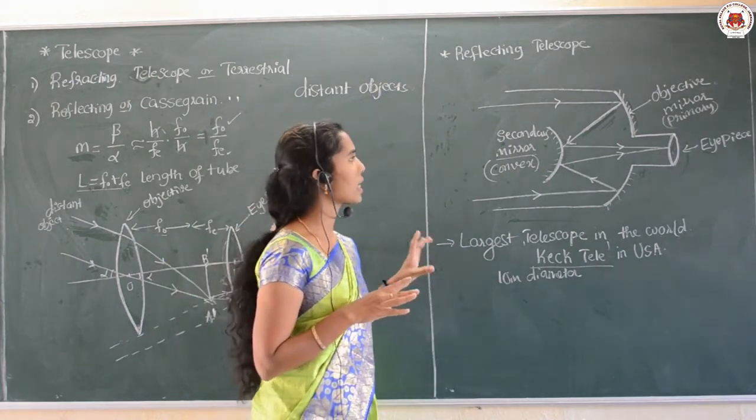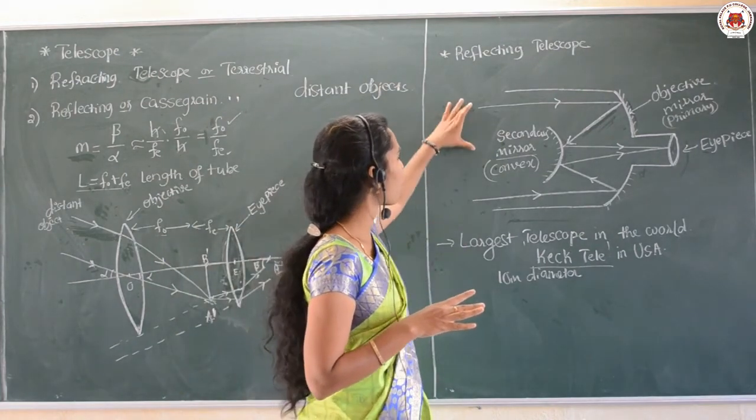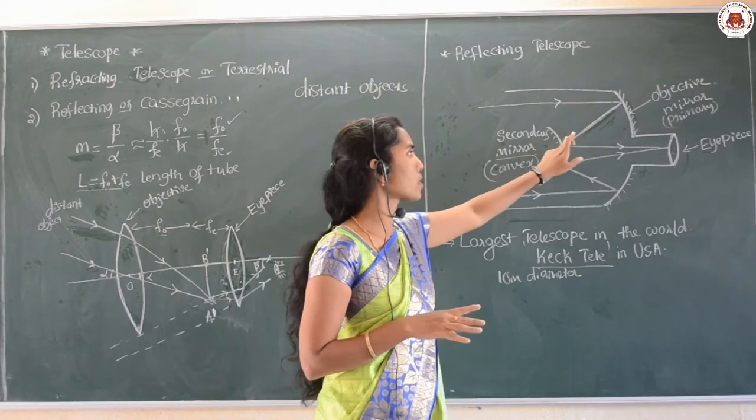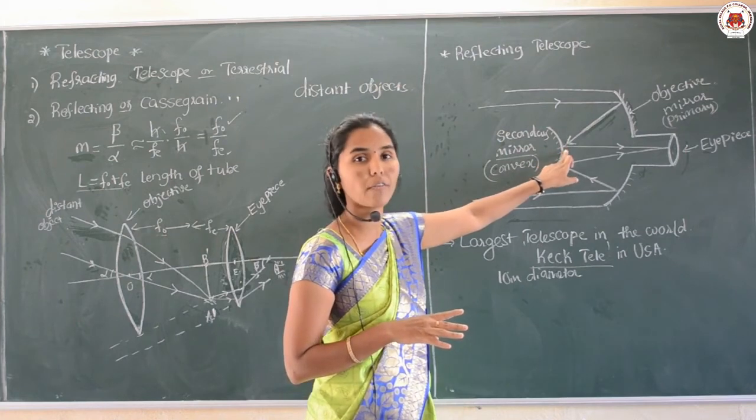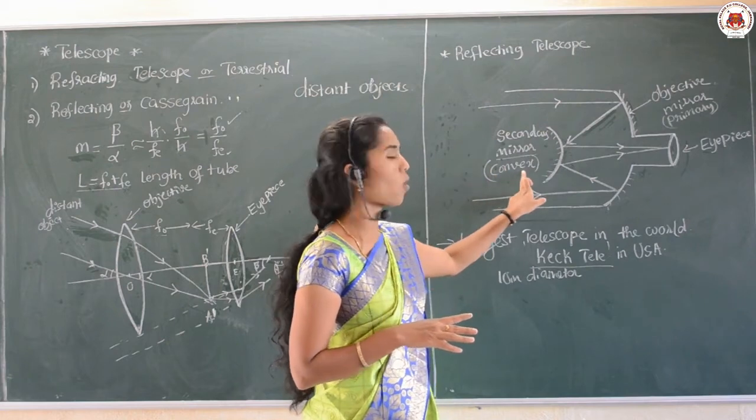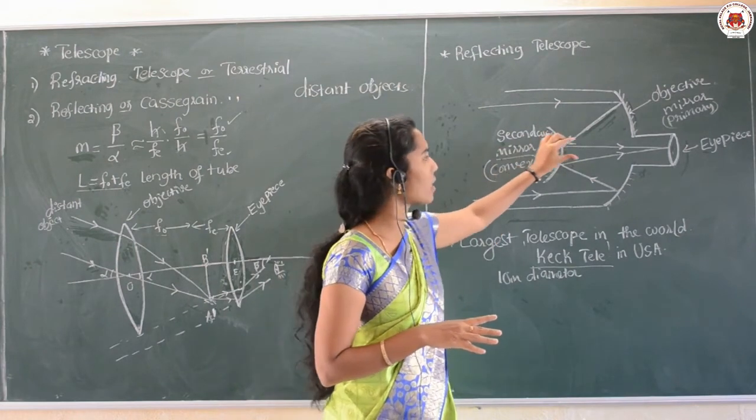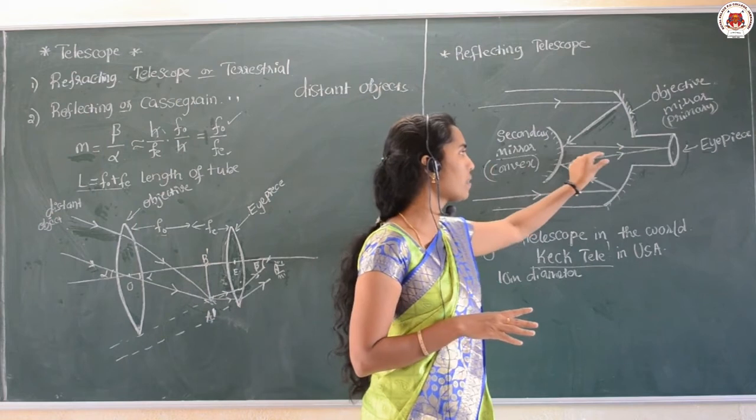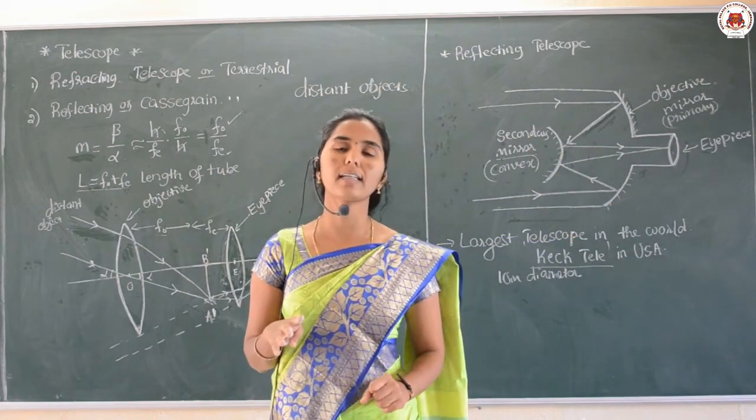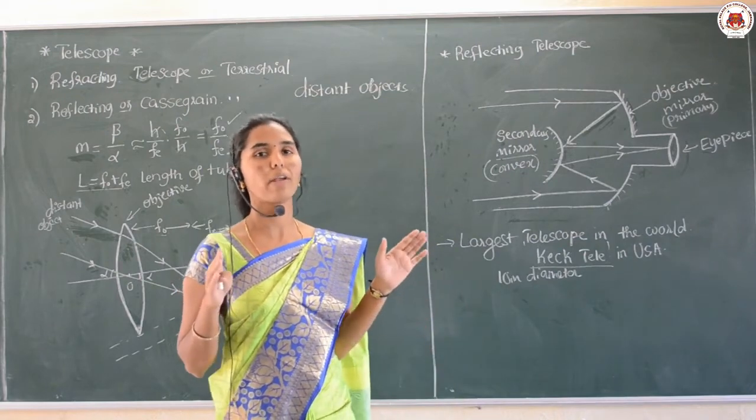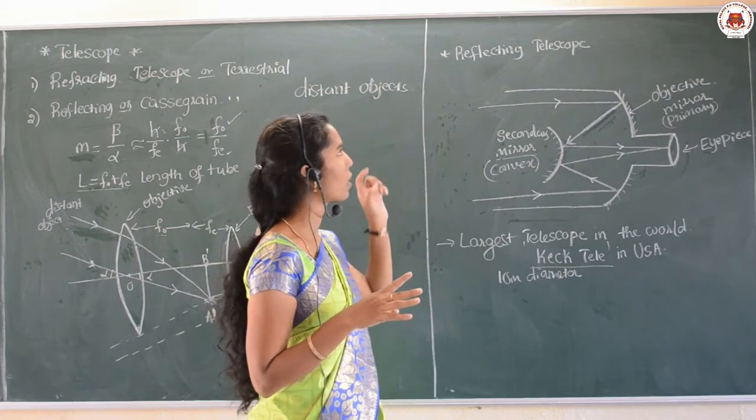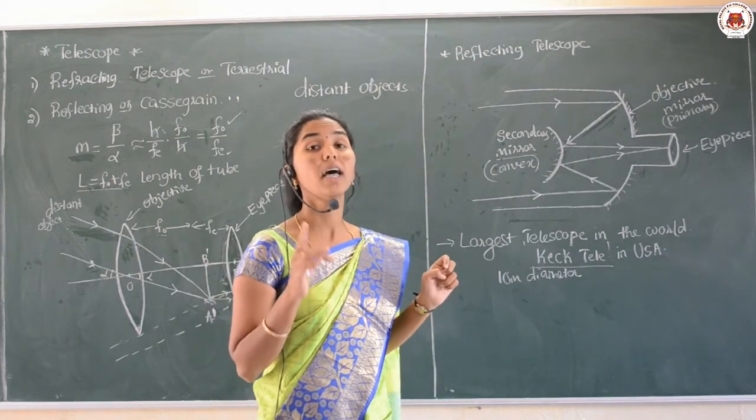Here you can see the rays from the distant object fall on the concave mirror, which first converges the rays onto the convex, that is the secondary mirror. This secondary mirror is a convex mirror, so it diverges the rays, and the diverged rays are again converged by the eyepiece, which consists of a convex lens, right. So this is how the working of the reflecting or Cassegrain telescope takes place.